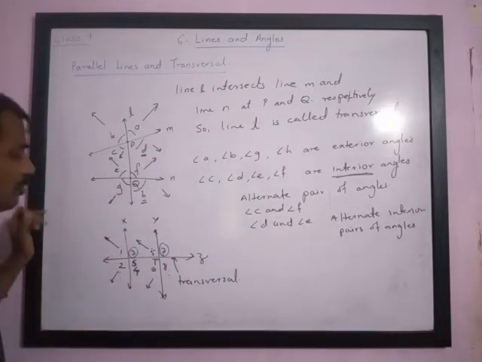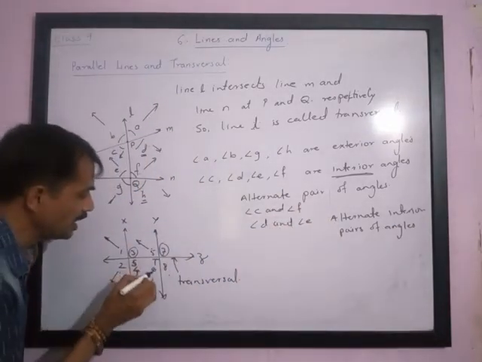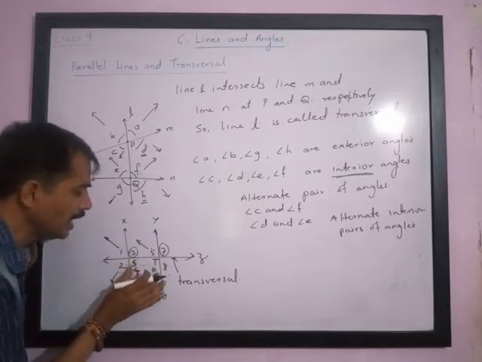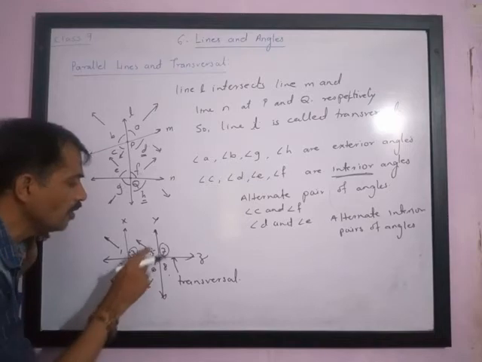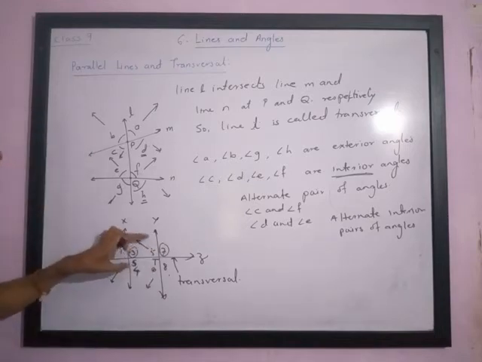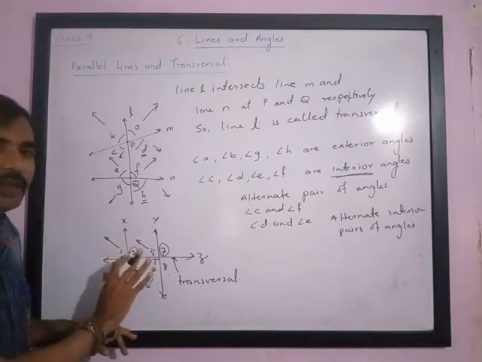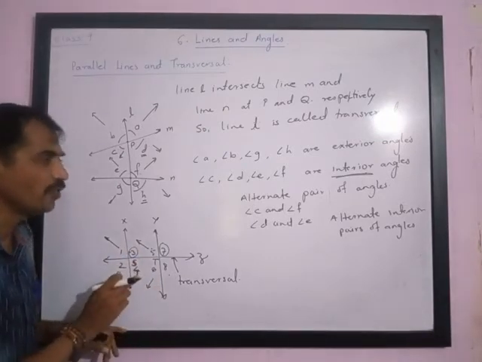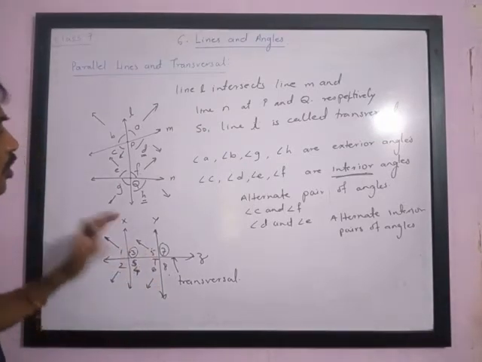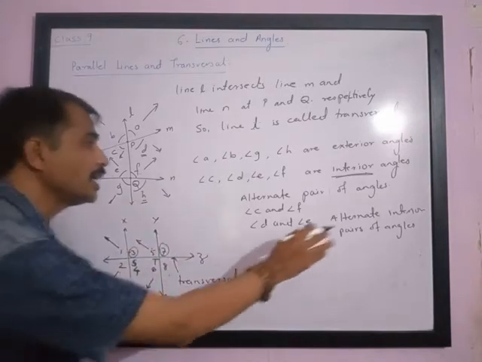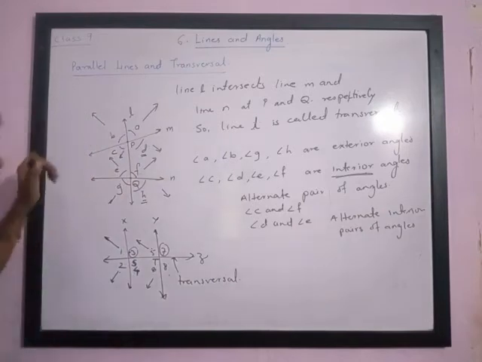Now in this figure, if you try to understand, you will get 3 and 6. Angle 3 and 6 is an alternate interior angle pair, and 4 and 5 will form an alternate interior angle pair. Please note, my figures are not the figures given in the textbook, so watch carefully before you write it.